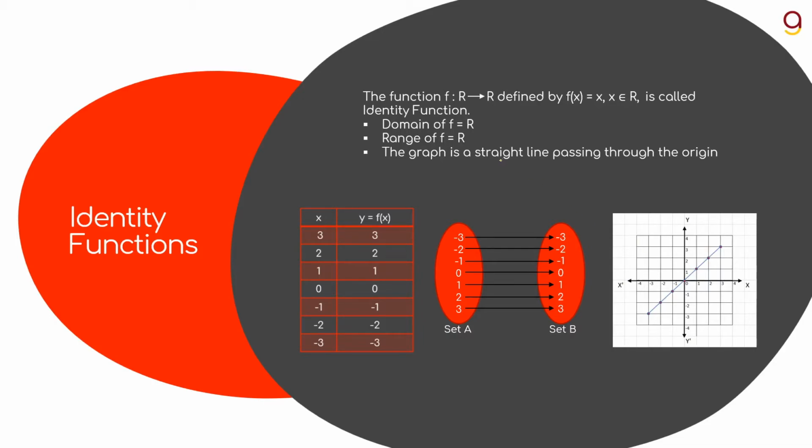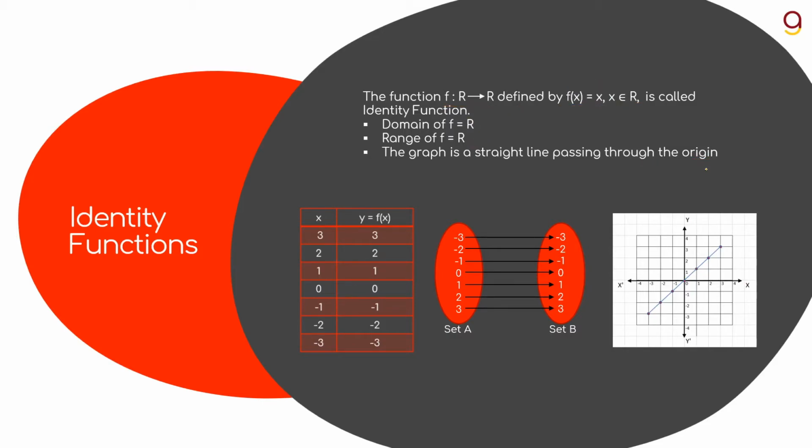So what will be the graph of the identity function? The graph is a straight line passing through the origin. The function f from R to R defined by f(x) = x, where x belongs to the set of real numbers, is called the identity function. f(x) = x means a function that associates each real number to itself. The domain is always the set of real numbers, the range is also the set of real numbers, the domain is equal to the range, and the graph is a straight line passing through the origin. That's all about the identity function.